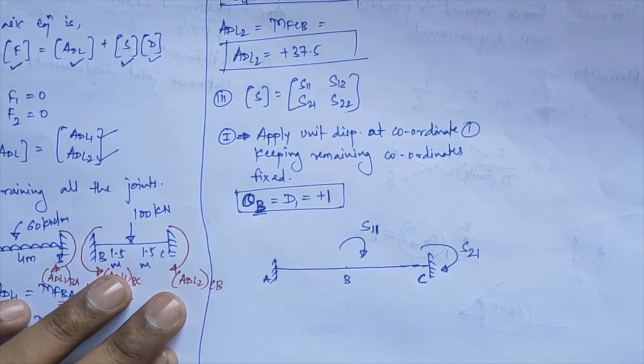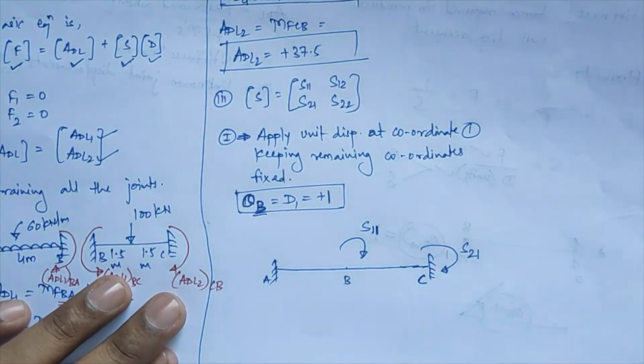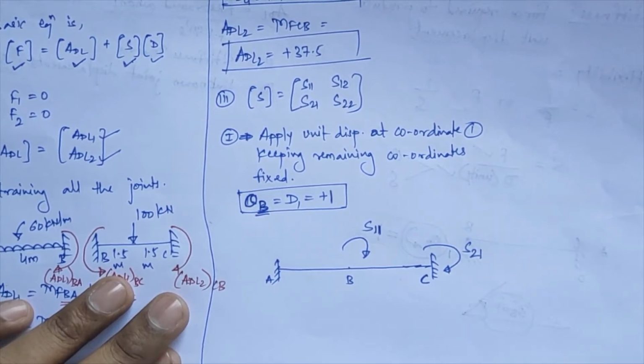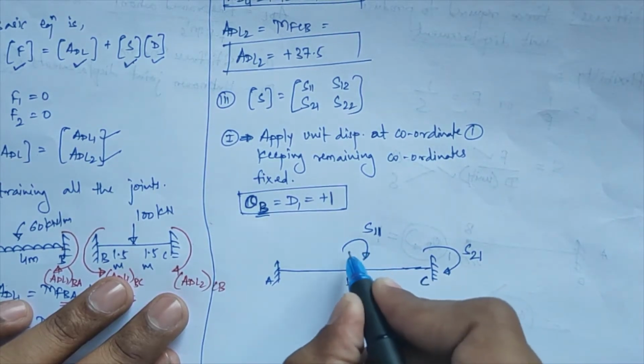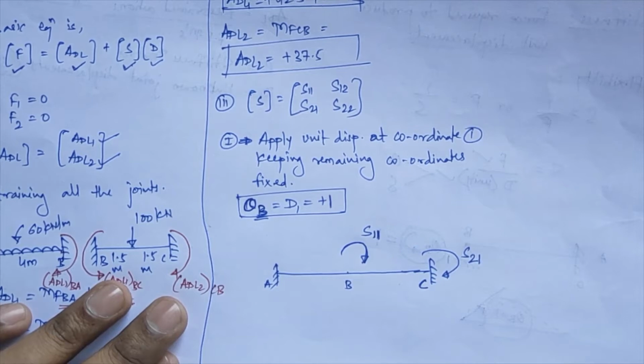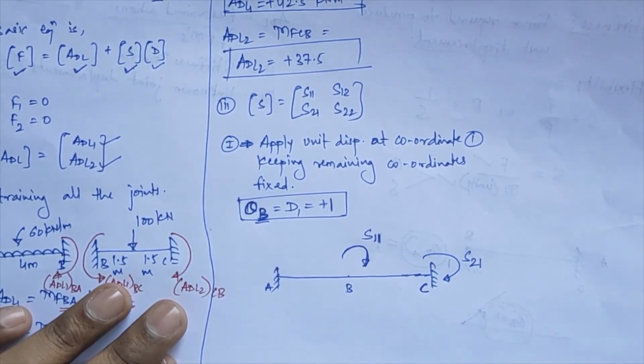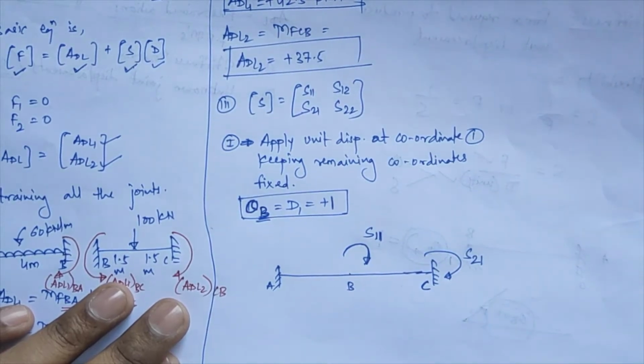Okay, now initially you have to assume these rotations in clockwise direction always. By solving you will get their actual nature over there, right? So initially I am assuming this S11 and S21 as clockwise in nature. Okay, now I'll produce the unit displacement at these points over there.